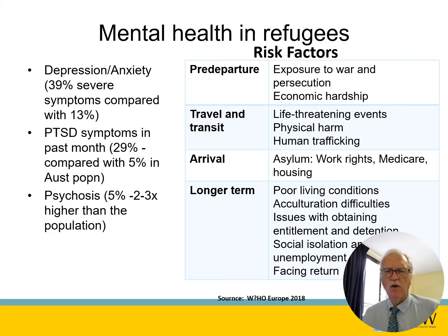They may, on arrival, experience problems with not being able to work and not having access to healthcare and having poor housing. And longer term, poor living conditions, adjusting to the Australian culture and social isolation and problems with employment and so on. And also facing the uncertainty about the risk of return and what may be happening to their families back in their countries of origin. All of this contributes to a high incidence of mental illness amongst refugees.